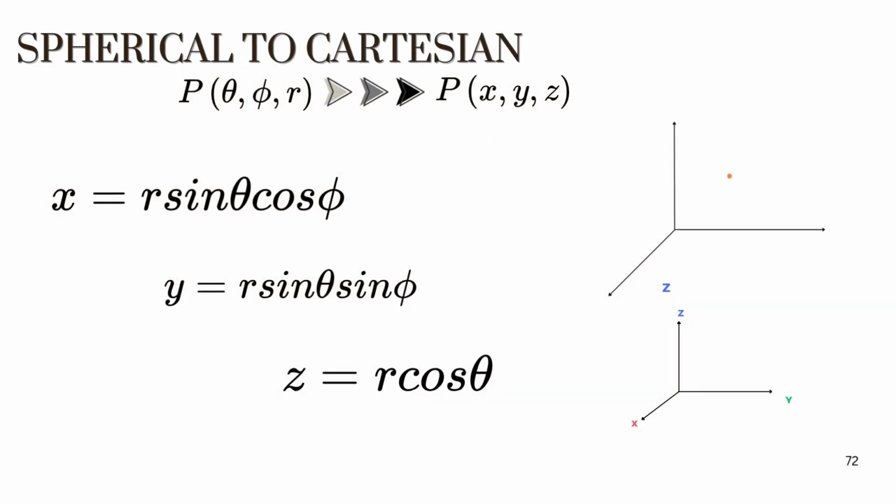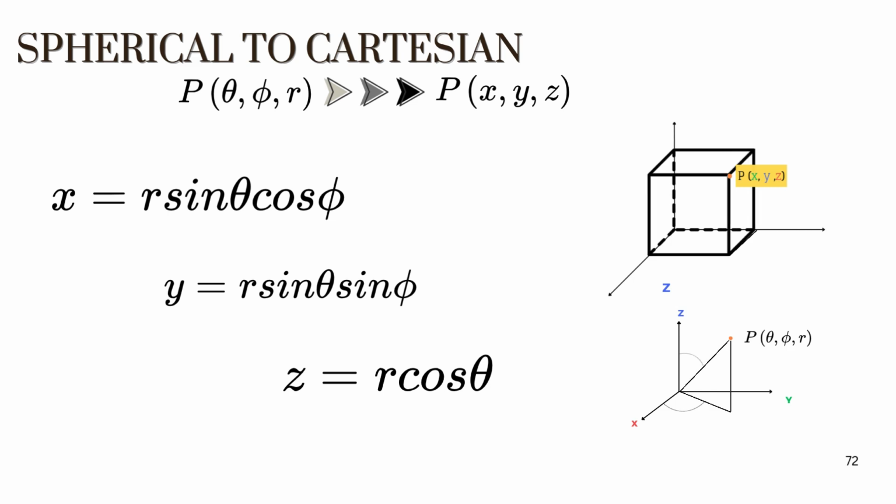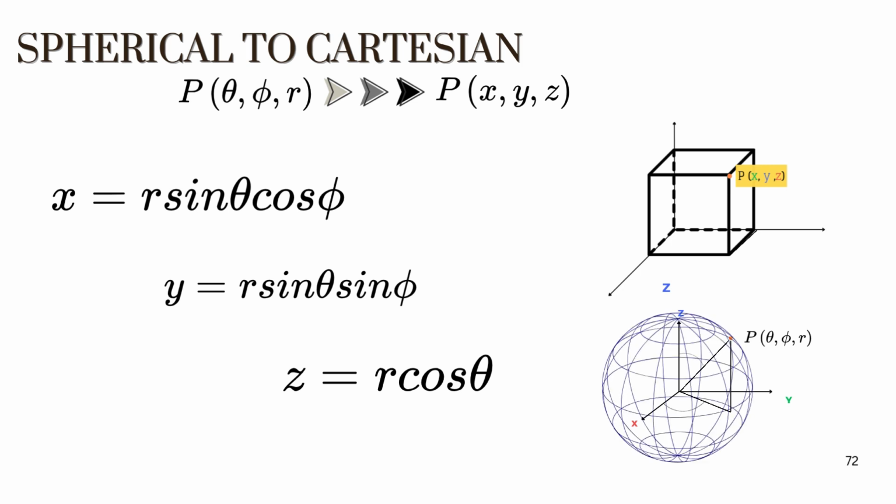The transformation from spherical coordinates to Cartesian coordinates involves converting a point's representation in a 3D spherical system to a 3D Cartesian system. Transformation formulas, given r, theta, phi: x equals r sine theta cos phi, y equals r sine theta sine phi, z equals r cos theta.